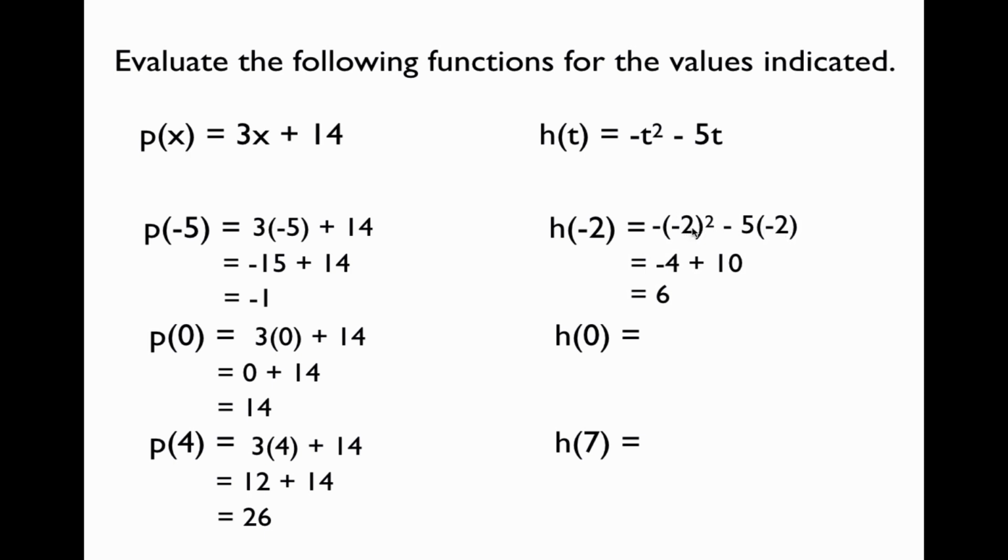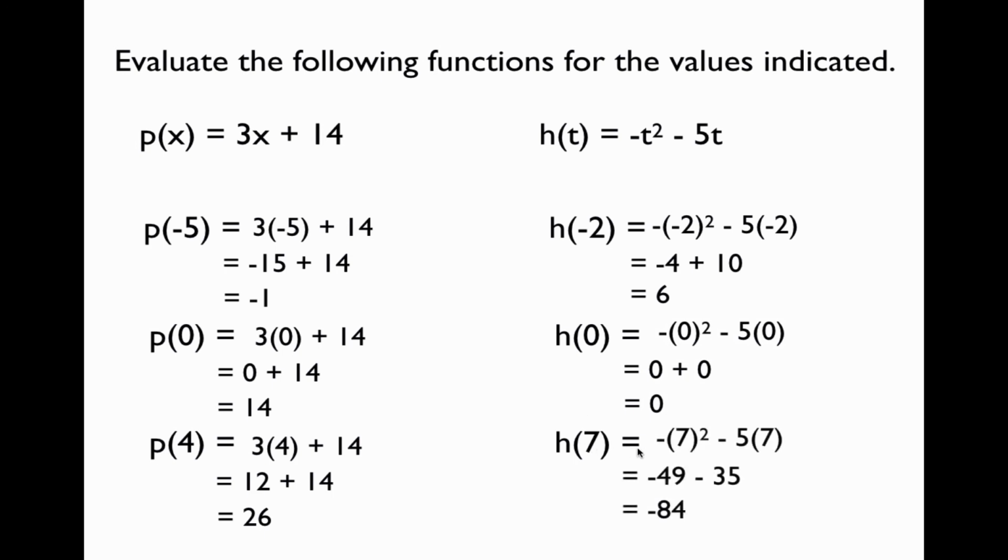So negative 2 squared is positive 4, and we're making that value negative, so that evaluates to negative 4, and negative 5 times negative 2 is positive 10. And when you combine those two, that simplifies to 6. So h of negative 2 is equal to 6. H of 0 would be equal to 0, and h of 7 would be equal to negative 84.